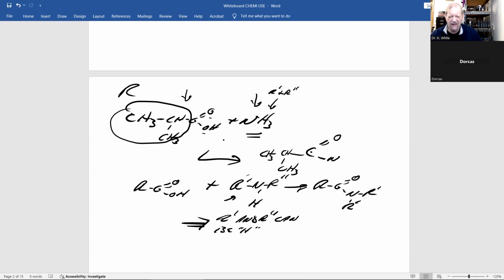And nitrogen, and you have two R prime and R double prime, R hydrogen. So I can write it this way, or I can have each hydrogen coming off separately off the nitrogen.